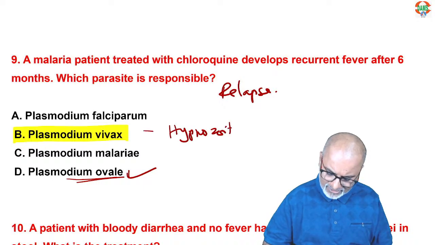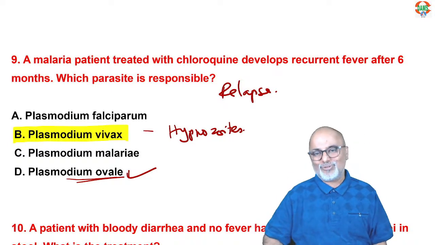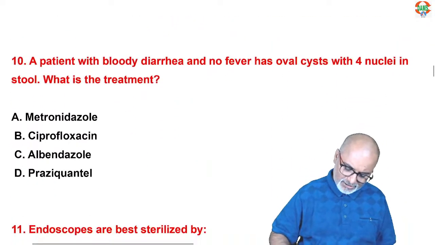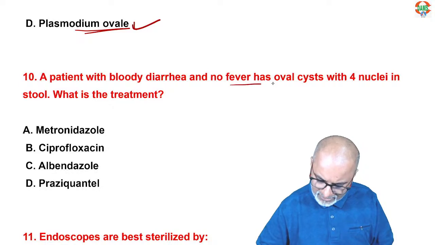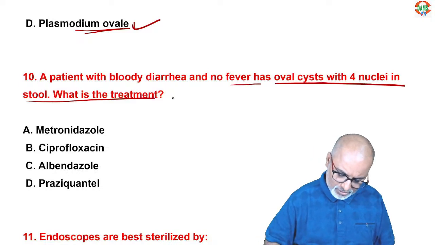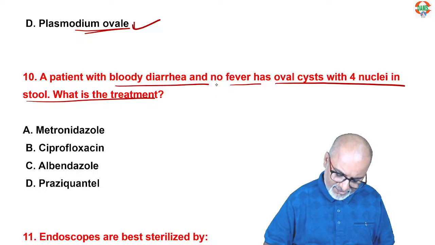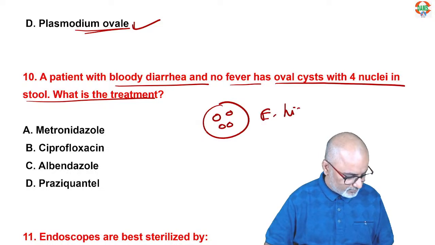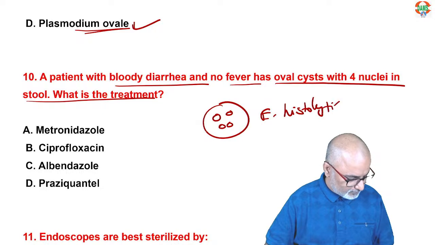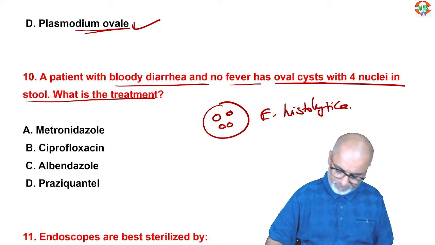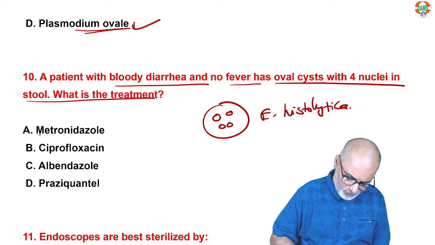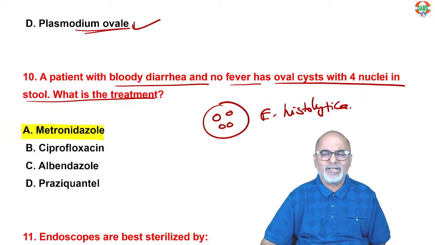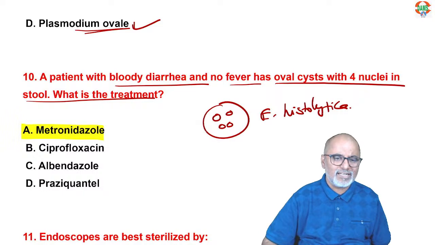Remember the same question came in previous year questions. So I took previous year questions as a template. I made some questions. A patient with bloody diarrhea, no fever, has oval cyst with 4 nuclei in stool. Entamoeba histolytica. Treatment is metronidazole. For any intestinal protozoa, the common drug is metronidazole.